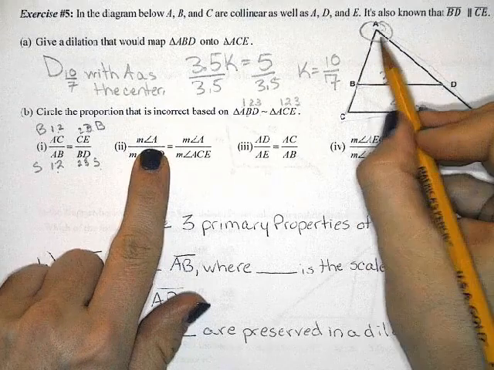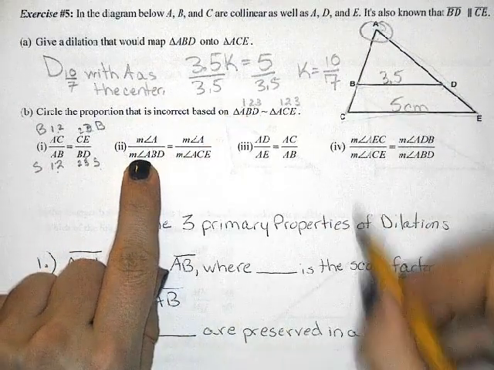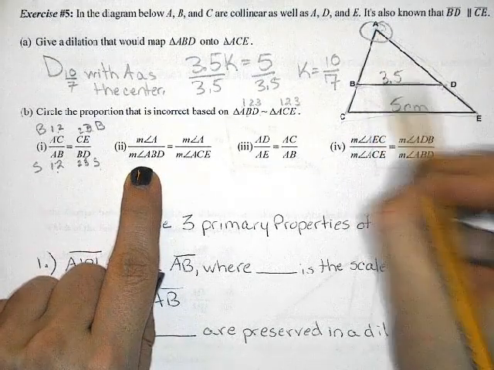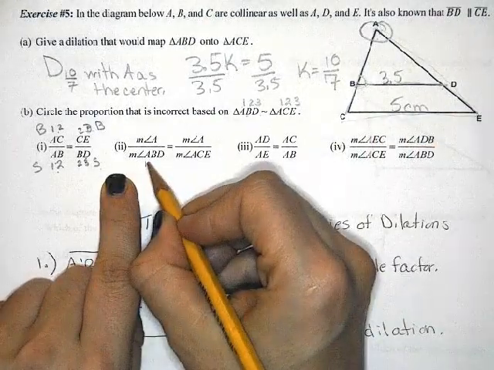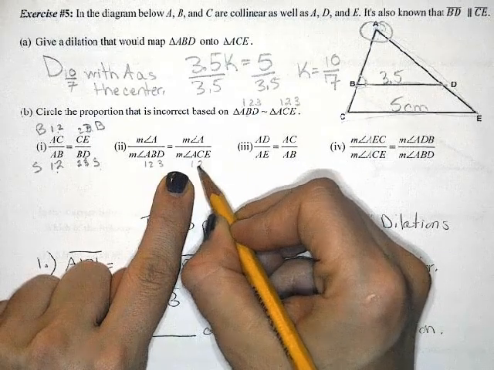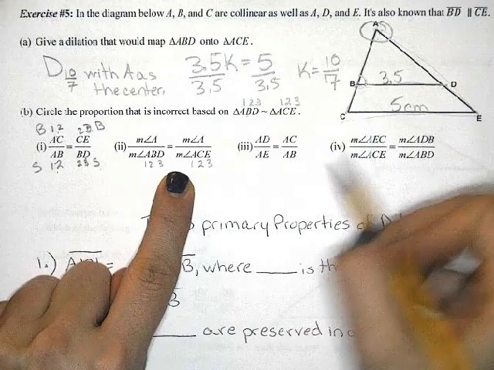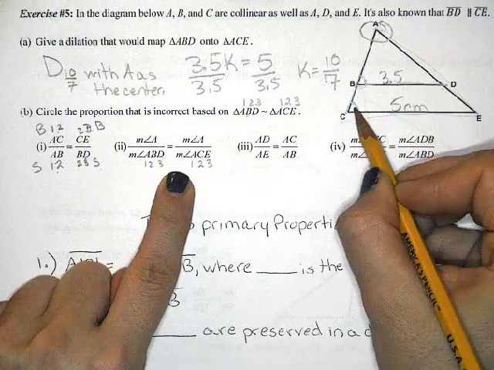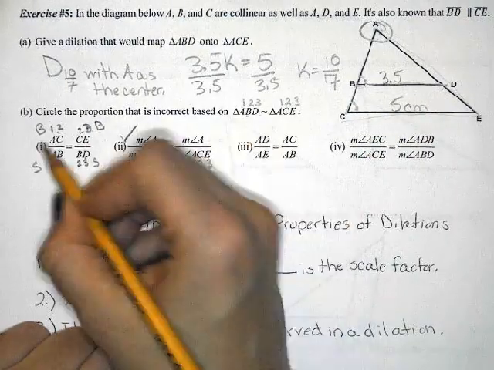The measure of angle A is both the big and the small, so that one's kind of tricky. We'll just match the bottom ones, ABD here. ABD was 1, 2, 3, and so was ACE, according to up here. So we know that ACE is the corresponding angle. It does match it, and A is the same. So this one's good.